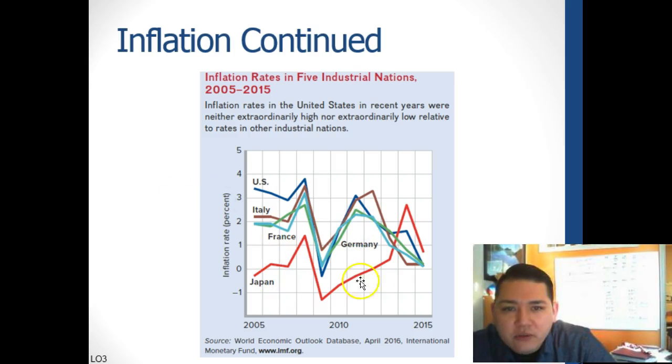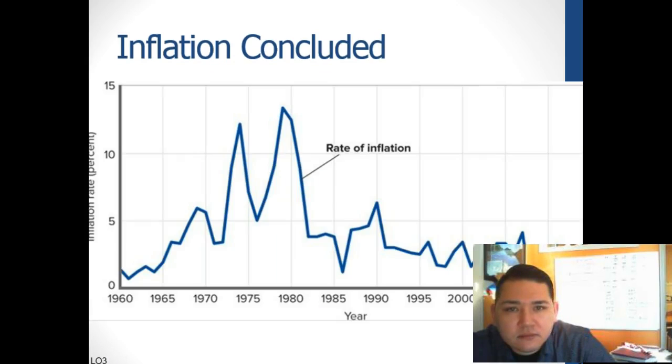And this is showing you inflation rates in the 5 industrialized nations. And you can see here that in the United States, the inflation rates are generally slightly higher than the other countries. And this is showing you from 1960 to 2015.